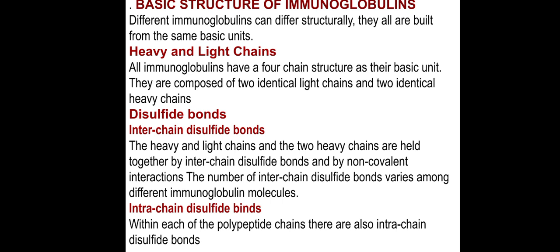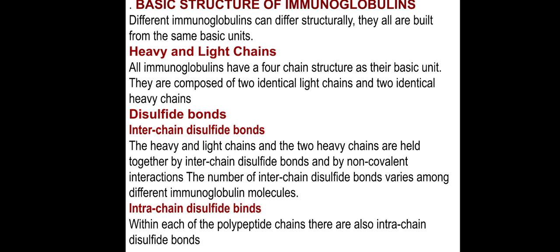The basic structure of an immunoglobulin consists of the basic unit, a 4-chain structure only. Different immunoglobulins can differ structurally, but they are all built from the same basic pattern. Heavy and light chains. What are heavy and light chains in an immunoglobulin? All the immunoglobulins have a 4-chain structure, as I said earlier, as their basic unit.